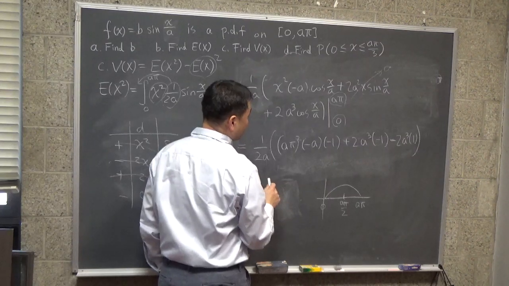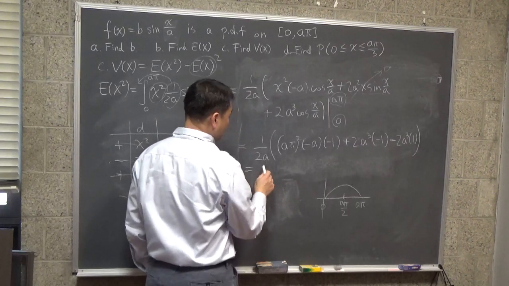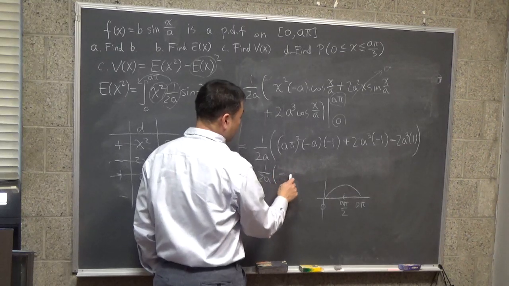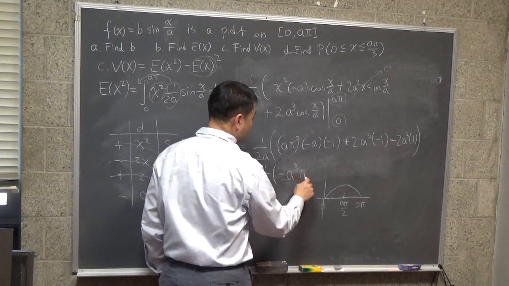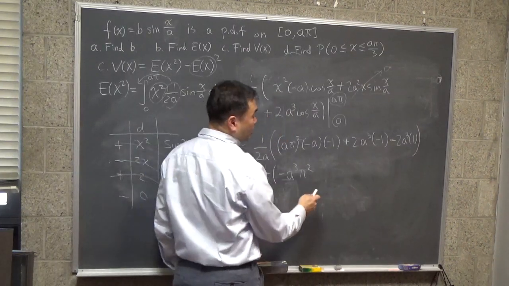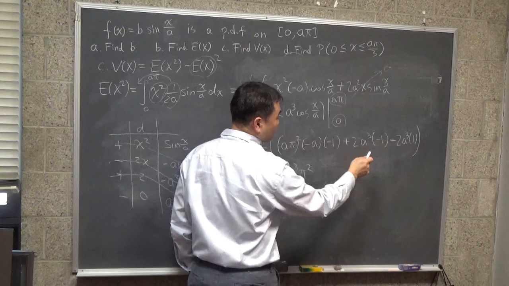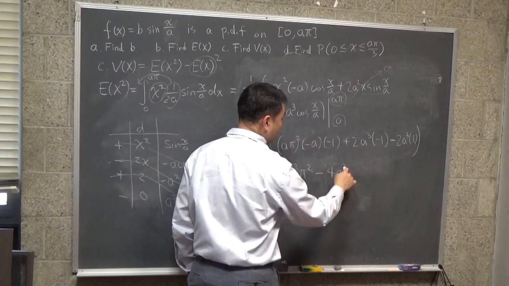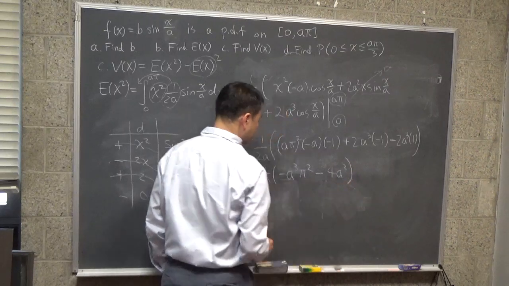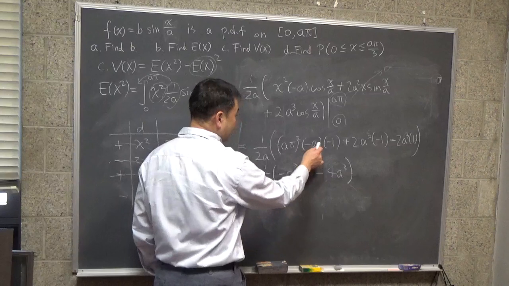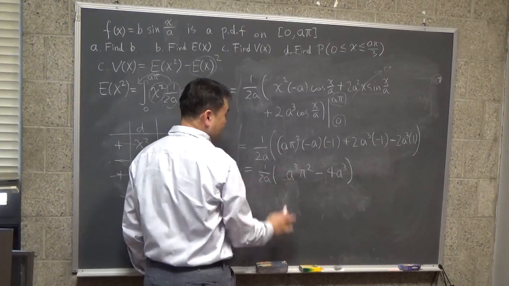This is going to be 1 over 2a, -a cubed pi squared, and then you have 2a cubed minus, so it'll be minus 4a cubed. Oh, this should be minus, so this would be plus. Okay.